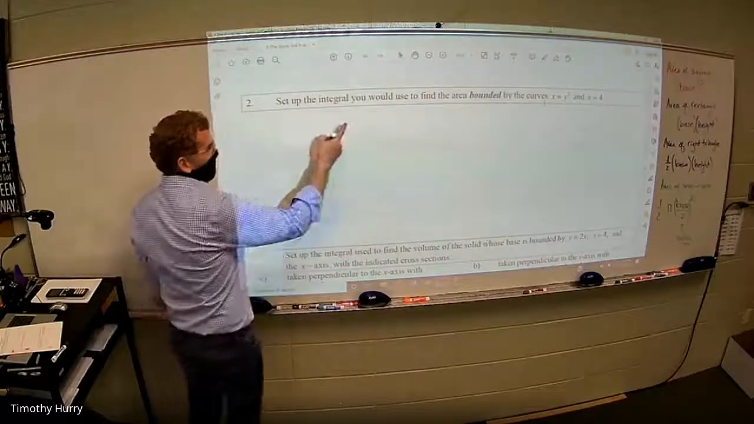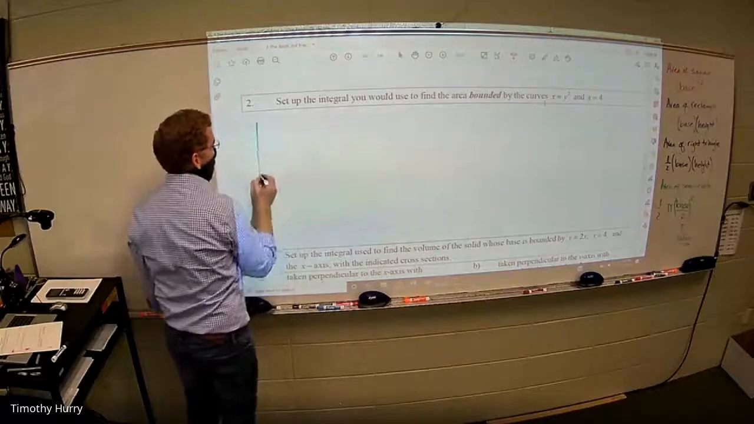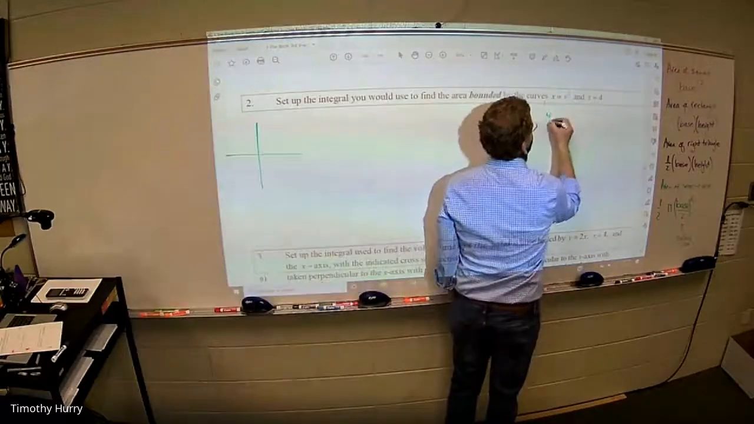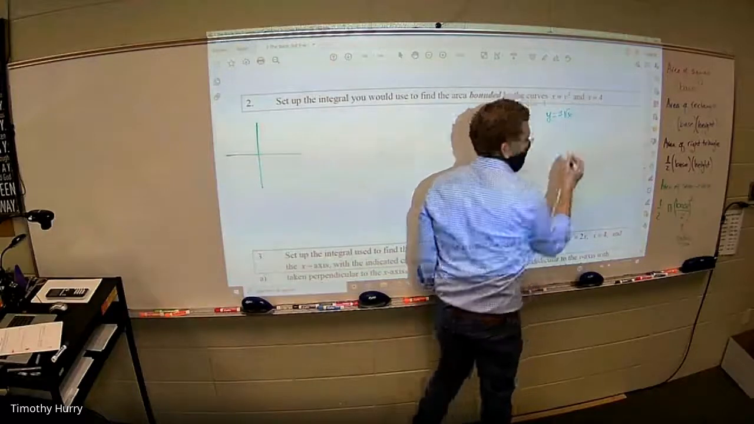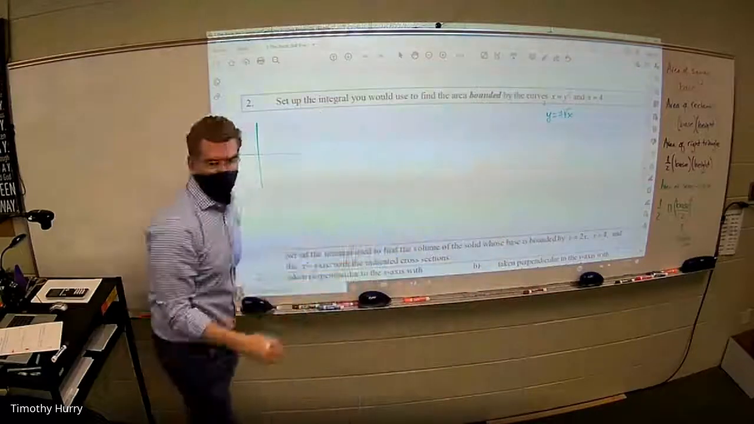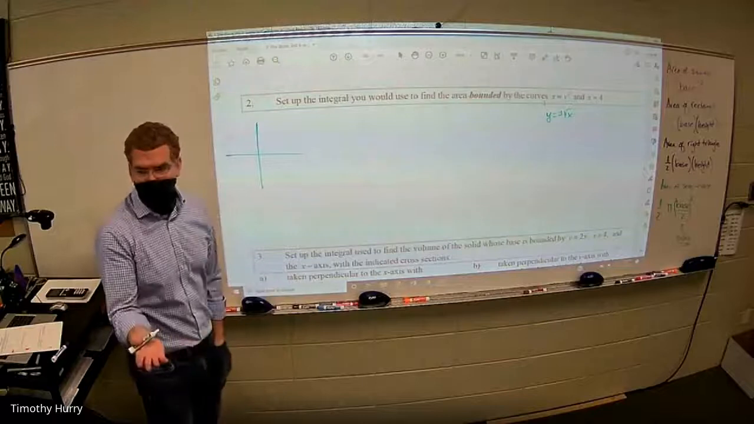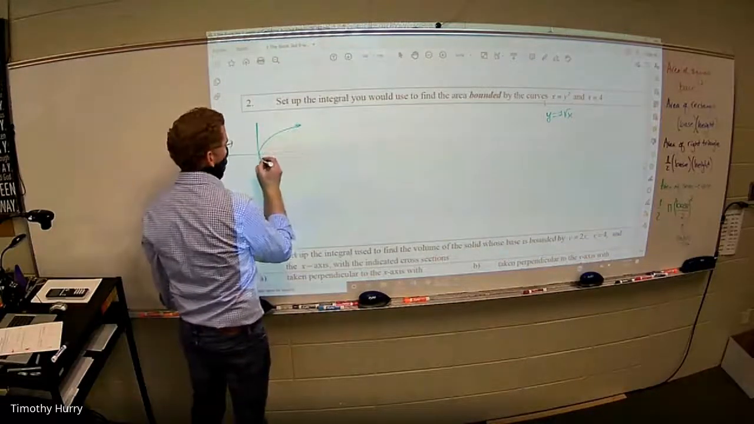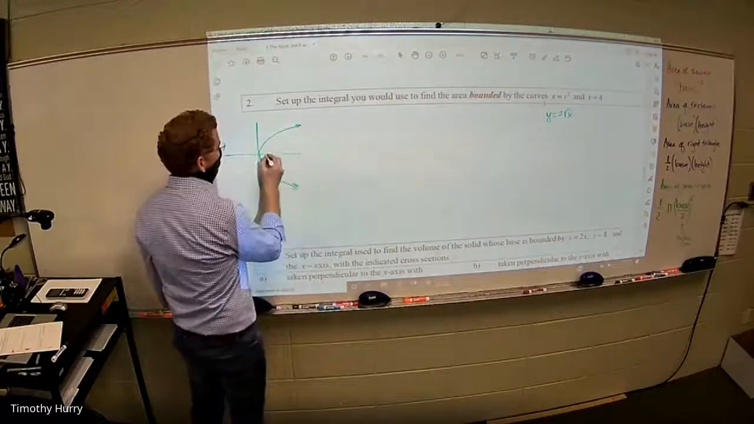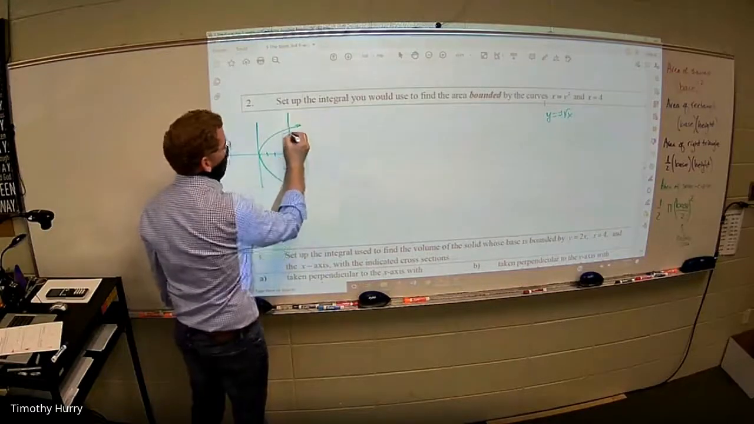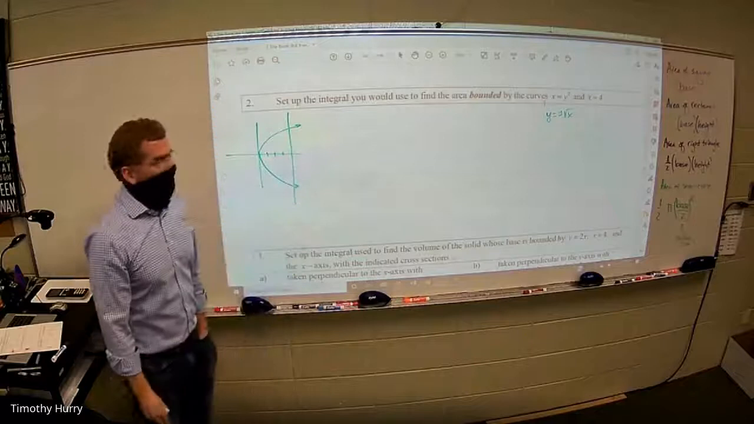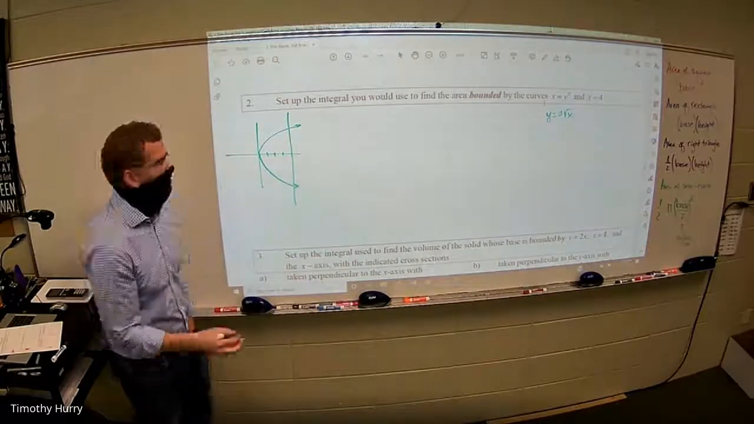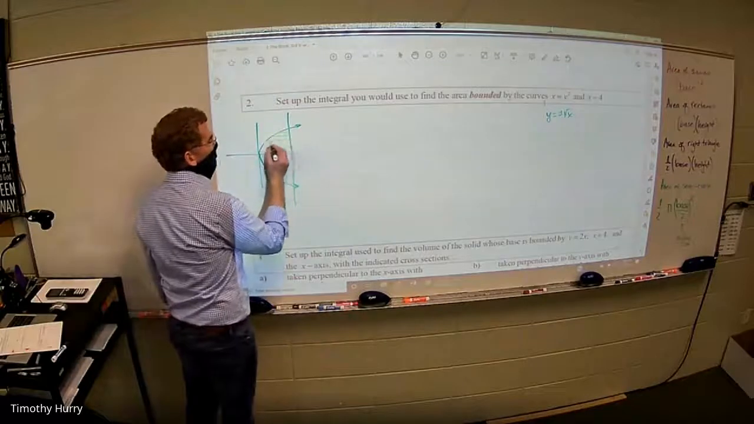Okay, so this x equals y squared is either a sideways parabola, or if you solve for y, you get plus or minus root x. So it's the top and the bottom part of a root x function. I don't care how you do it, but bottom line, it looks something like this. And then x equals 4 looks something like this. And I said bounded. So this time, we're not talking about in between anything. We're talking about completely surrounded right here.